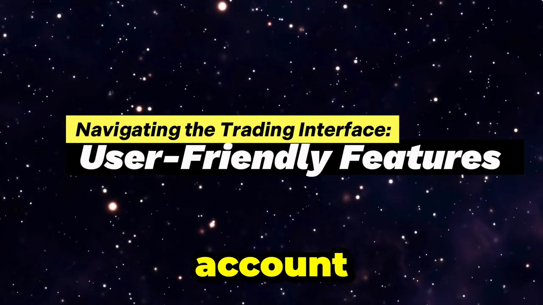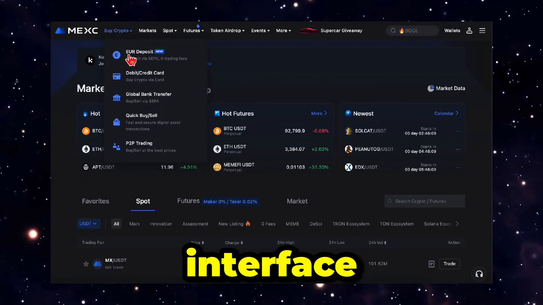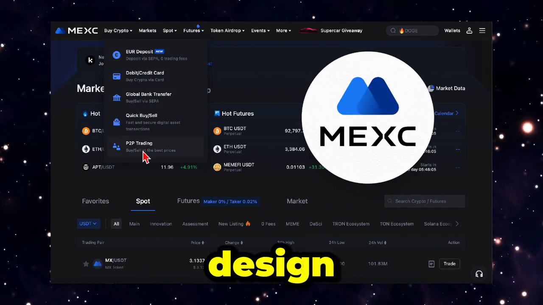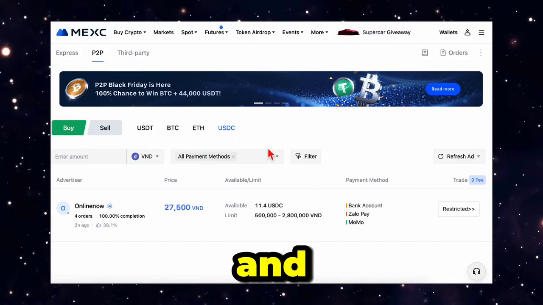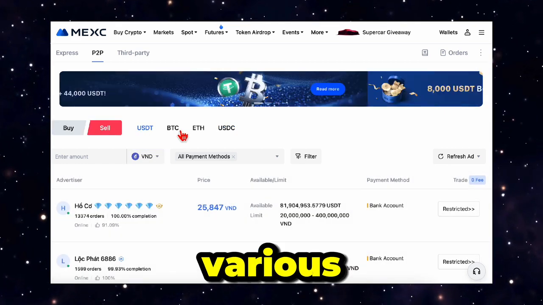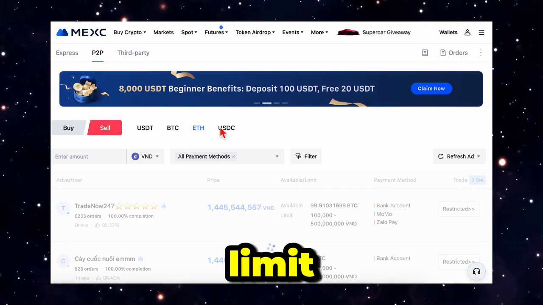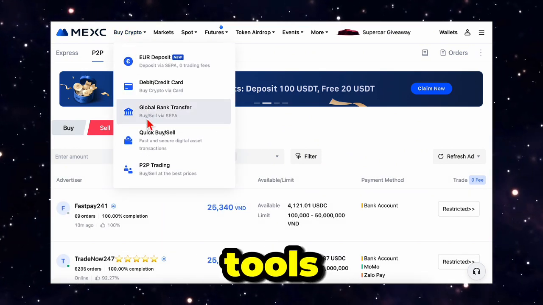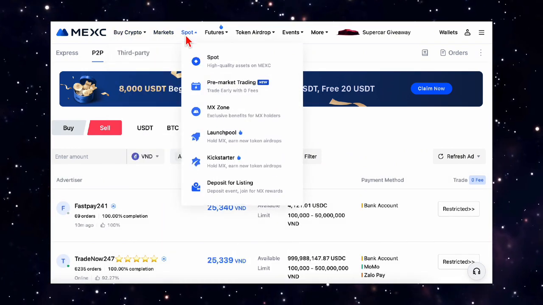After funding your account, let's explore the trading interface. MEXC offers a user-friendly design, allowing you to buy and sell cryptocurrencies effortlessly. You can access various trading pairs, set limit or market orders, and even utilize advanced trading tools to enhance your strategy.